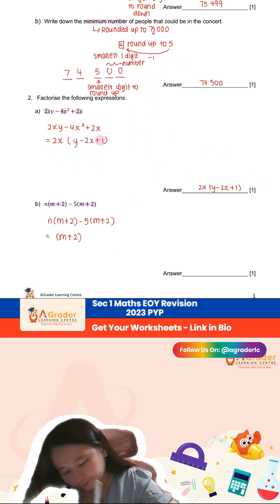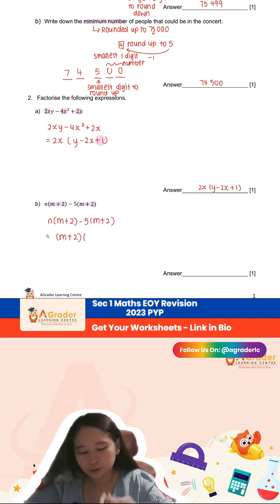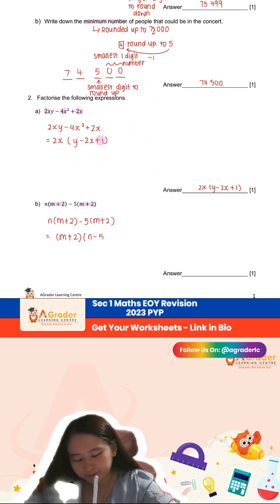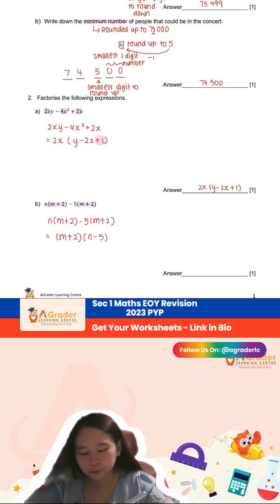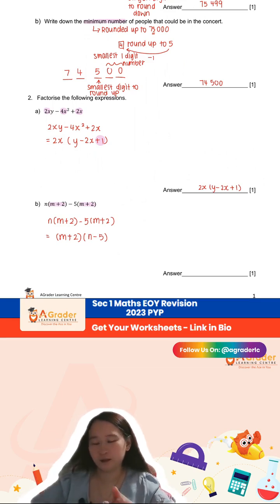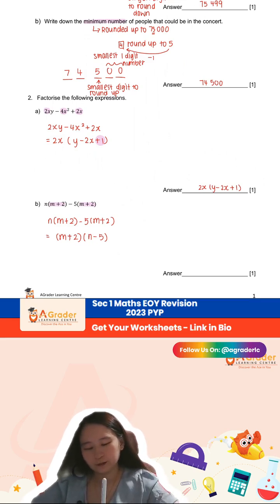It works the same way. We factorize out n plus 2. So n times n plus 2, when we divide by n plus 2, we are left with n. And then minus 5, same thing. We factorize out n plus 2, we are left with negative 5. So you can see here that we have n minus 5. So after factorizing, we get n plus 2 times n minus 5.